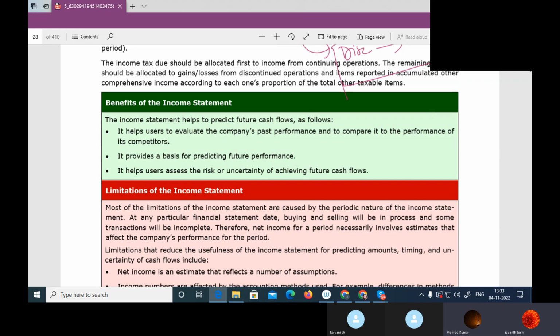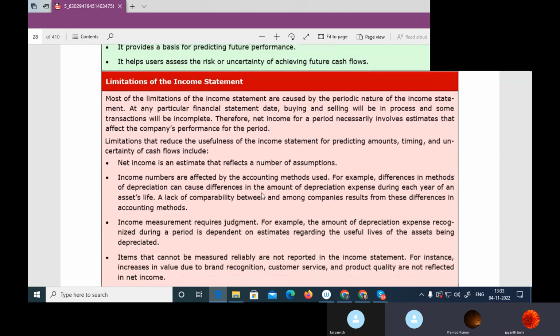If the Kotak Mahindra Bank is in profits, do you think your future is bright in that company? Can you predict that company's future? Yes. You can expect some good cash flows to be generated in the future from a profit making firm, correct? But there are certain limitations. Net income is an estimate that reflects a number of assumptions. See, you get net income after deducting all the expenses from the revenues. Am I right?